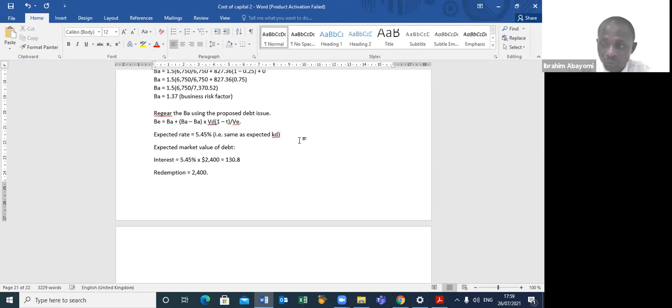What you should assume is that the cost of the debt is the same thing as the interest rate, okay? And in a situation where the cost of debt and the interest rate are the same, the book value of that debt and the market value will also be the same. Do you understand? In a situation where the cost of the debt and the interest rate are the same, then the book value of the loan and the market value will also be the same.